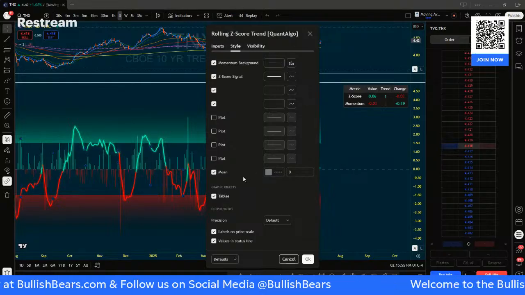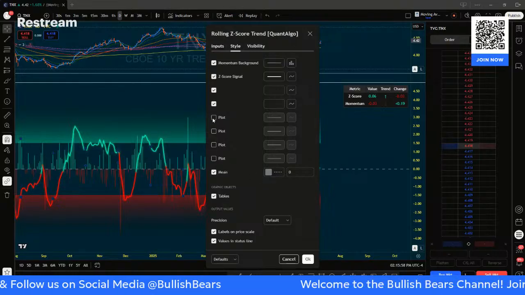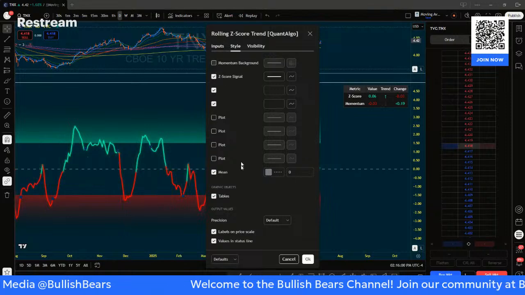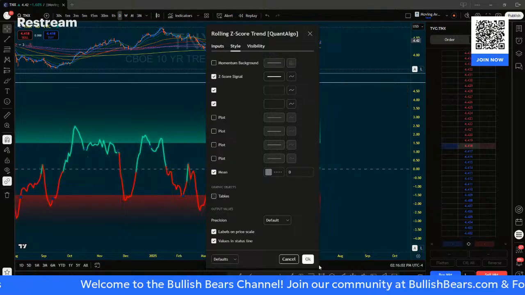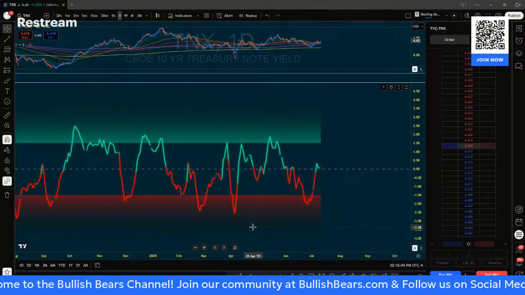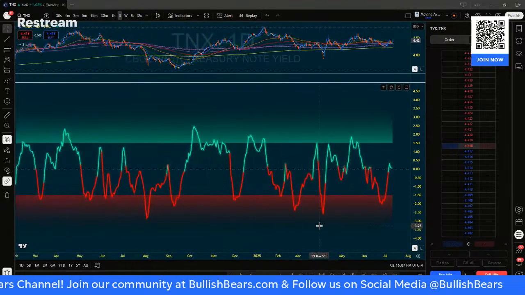And then of course you can change the colors and whatever. I like it the way it is. It's fine. I just want to turn the extra stuff off because I don't need it. And that way you have it on TradingView.